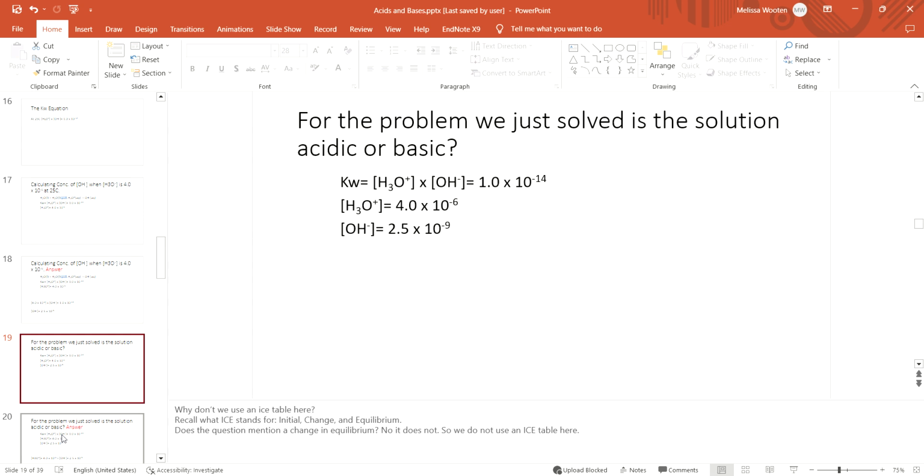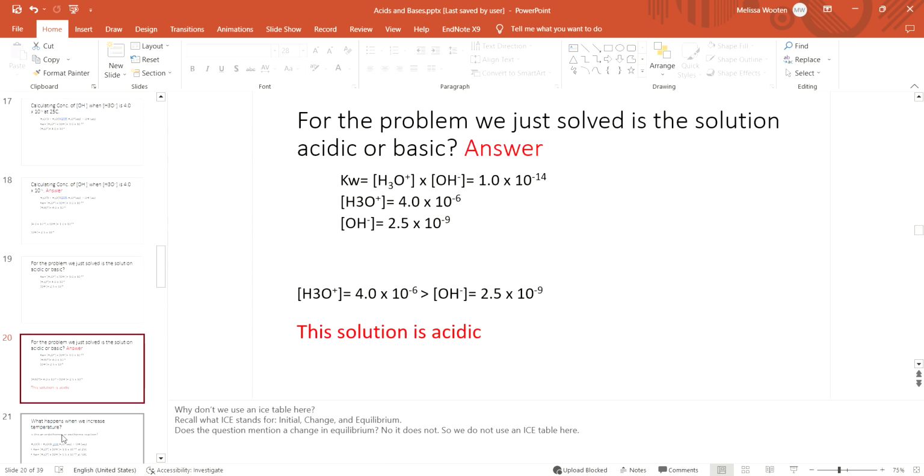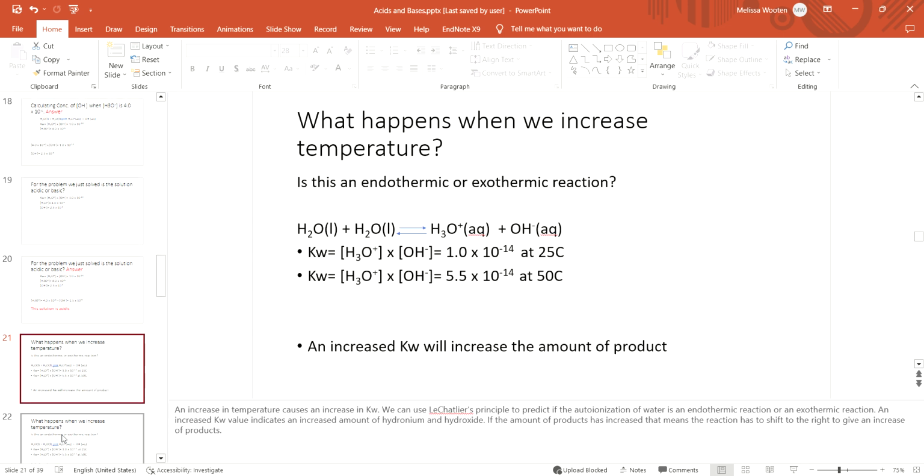For the problem we just solved, is the solution acidic or basic? Well, the H3O plus concentration is greater than the OH minus concentration, making the solution acidic. So let's take a look at a case where temperature increases. These values listed are your givens. We can see that an increase in temperature causes an increase in Kw.